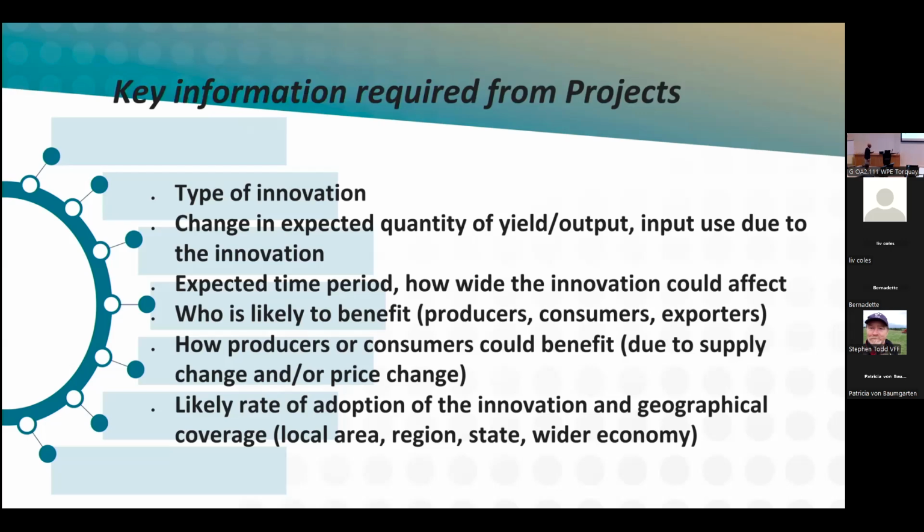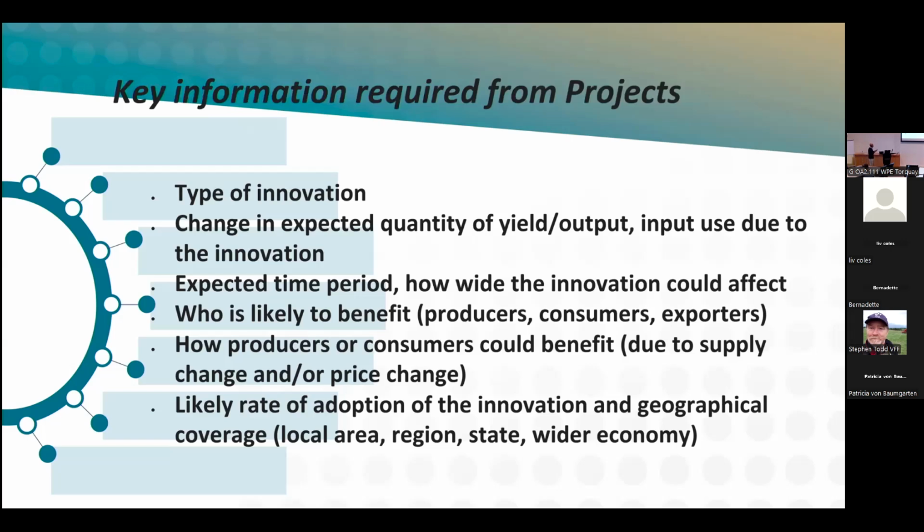Now, again, another important piece of information which is required here is what's the likely rate of adoption? Because you might have an innovation, but different innovations or different adaptation processes have different uptake rates. So that's pretty important. And also the geographical coverage. You might develop a certain technique or innovation for a particular area A, but potentially this could be extended to a range of situations or locations.